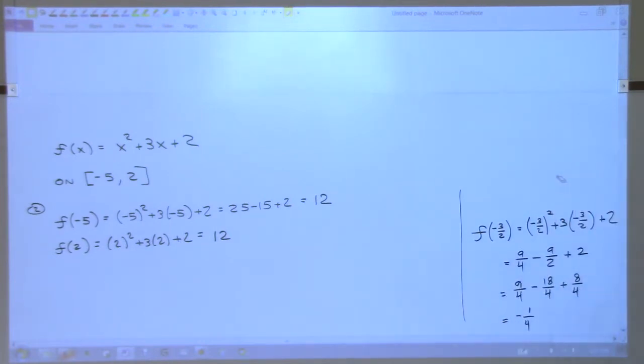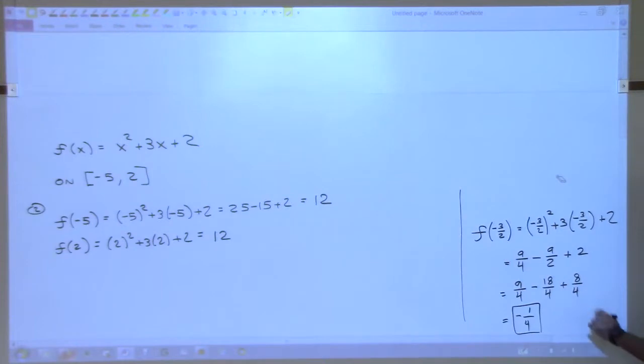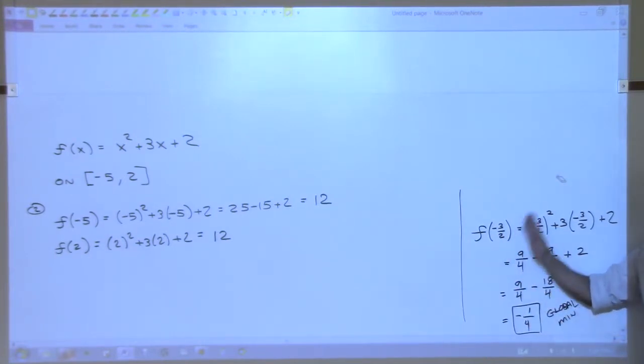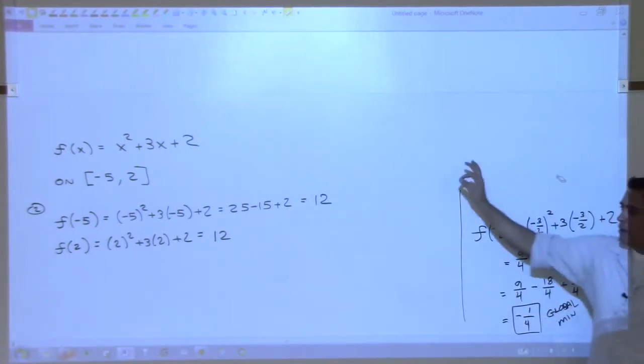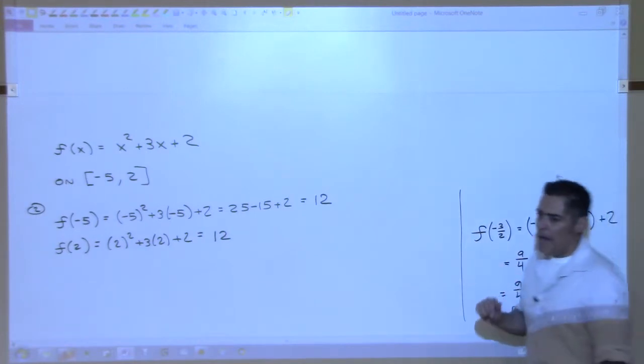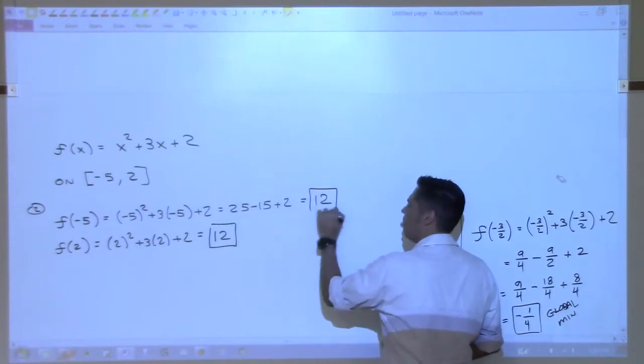Okay, so what is our conclusion? This number right here is going to be our global minimum, or absolute. I'm using both because I want you to understand that you can use both. This is our global minimum, and this occurs when you plug in negative 3 halves. So if you go to the graph, you go negative 3 halves on the x-axis, you're going to go down 1/4. But what about the absolute max? It's 12, right?